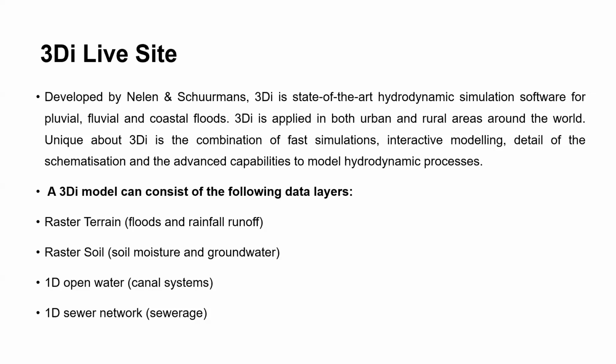It comprises some data inputs in the model. When you are modeling, what can you be interacting with? You will be interacting with the raster terrain, which can be like the DEM, to fuel the floods and the rainfall runoffs. Then you can also have the raster soil data, and a 1D open water canal system. You view the water system as the river, maybe. If you are applying it in an urban setting, then you will also be able to see the sewer network.